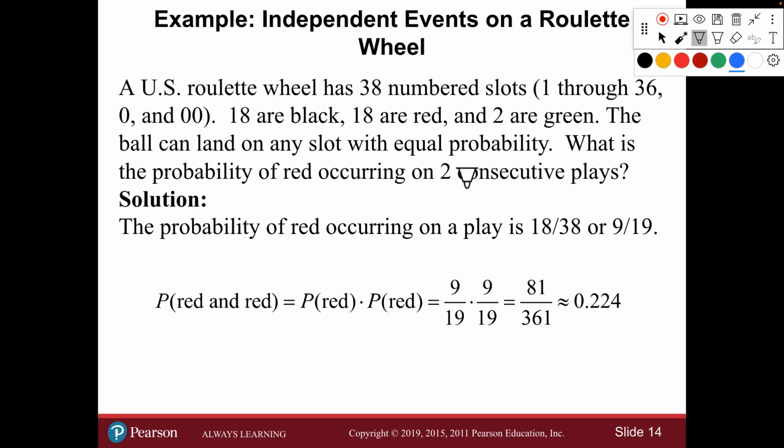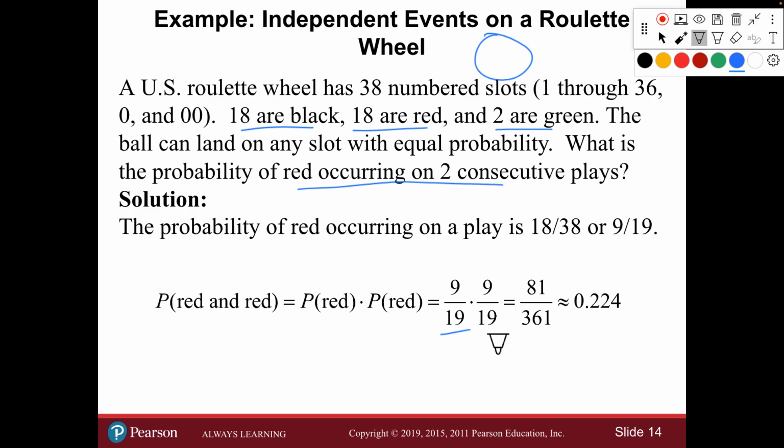And here's a couple examples. A roulette wheel: they put a little ball in there and it goes around and lands on a number or a color. So here's the layout: 18 are black, 18 are red, 2 are green. There are 38 numbered slots, 1 through 36, and they have the numbers 0 and 00. What is the probability of a red occurring on 2 consecutive plays?